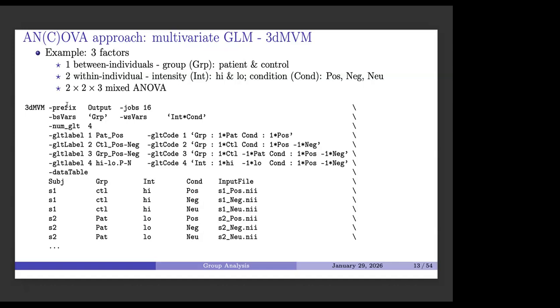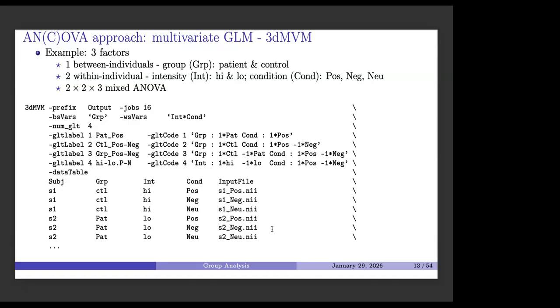So we treat it as an ANOVA, and we can use 3dMVM, the multivariate modeling approach. Basically, it is used to handle whenever we have an ANOVA, regardless of what kind of factors we have. We can also use this program to handle between-individual quantitative variables like age. So in this case, we have three factors.